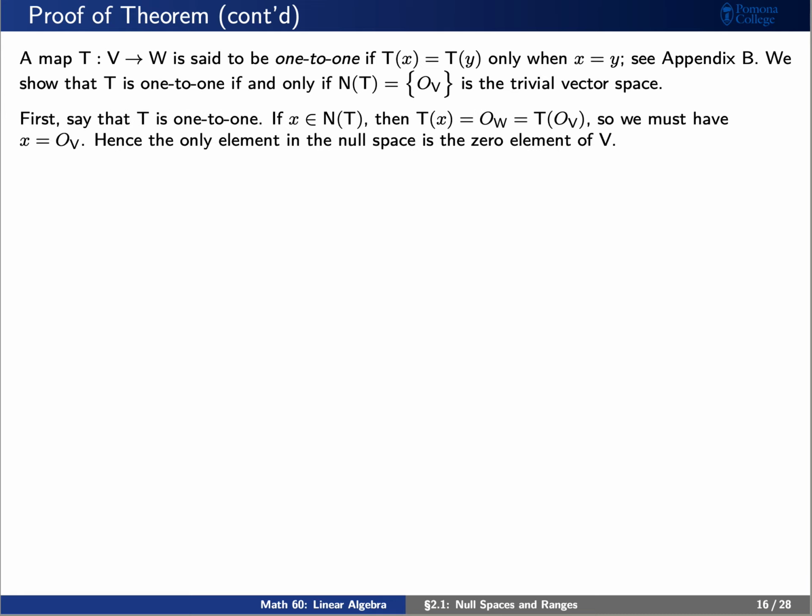First, let's say that T is indeed one-to-one. If x is an element of the null space, then we notice that T of x has to be the zero element of W by definition, but we just showed that the zero element of W is T of the zero element of V. This means that now we have T of x equals T of 0_V. So, since T is one-to-one, we must have x equals 0_V. This means that the only element of the null space must be the zero element of V.